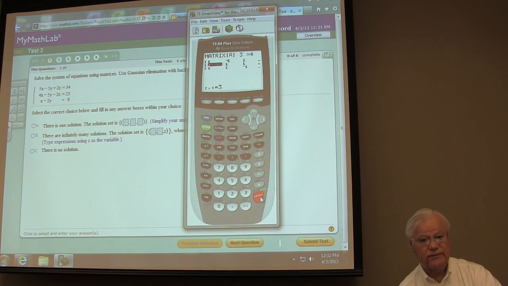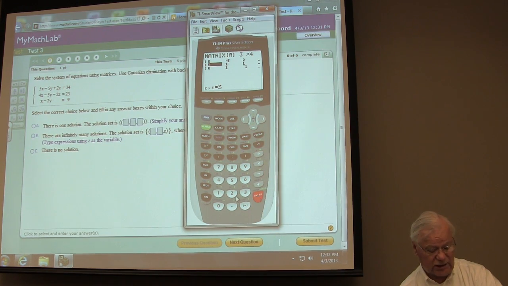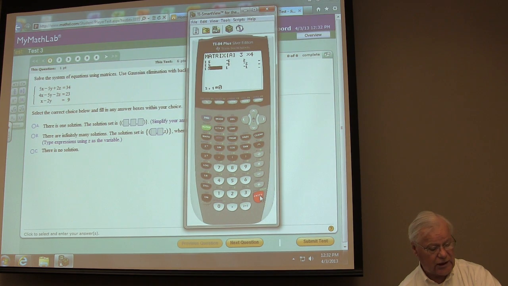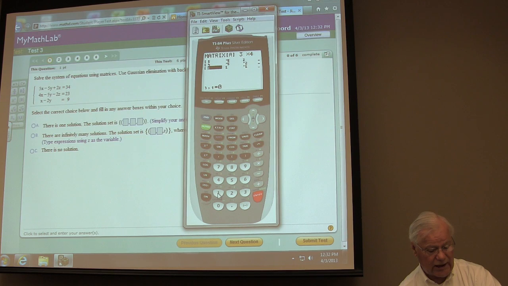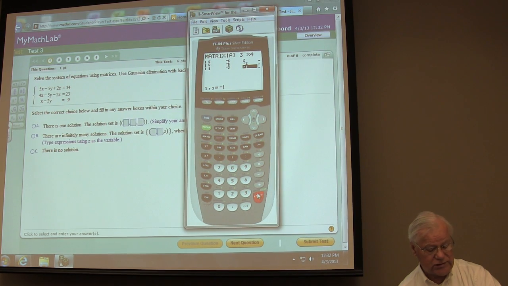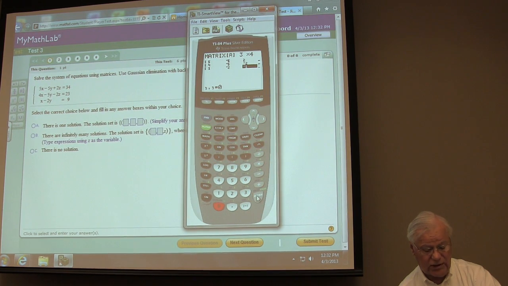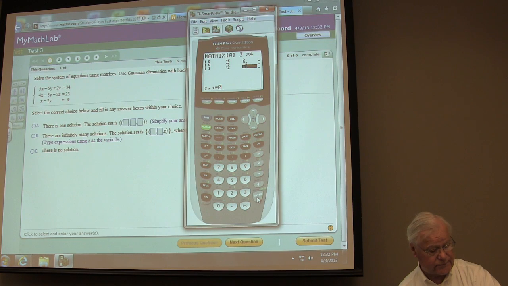That's the first equation. Second equation in the second row, becomes a 4, a negative 5, a negative 2, and a 23. And the last equation, that's 1x, negative 2 for the y, 0, we must put the placeholder in because there are no z's, and a 9.